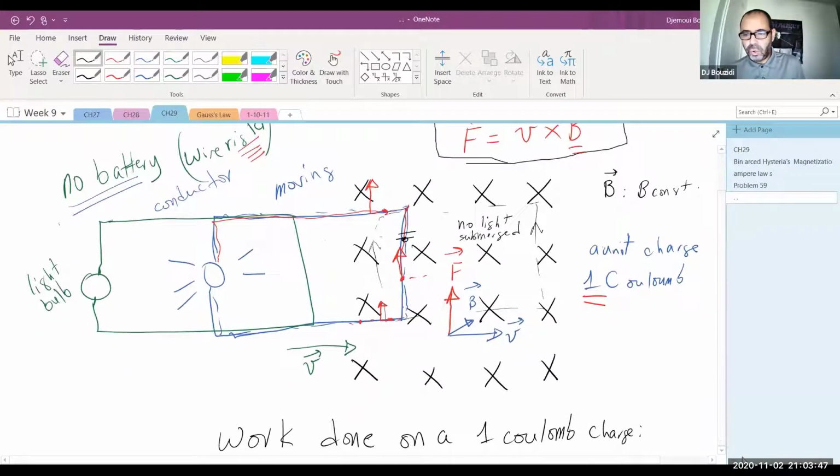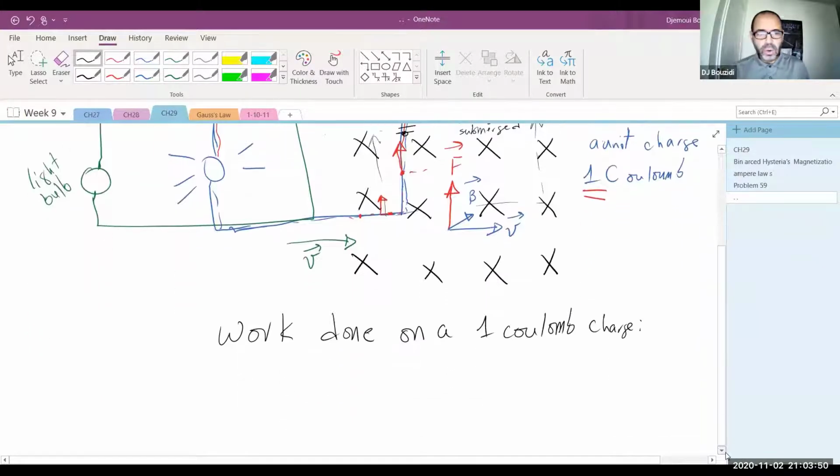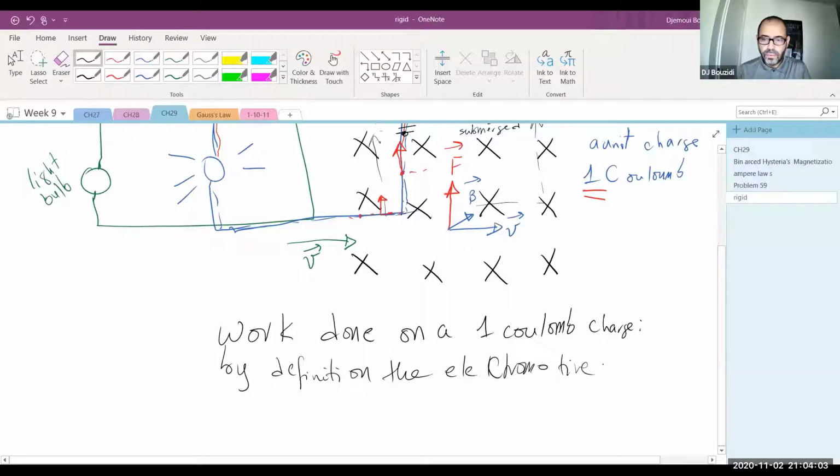So the work done on a 1 coulomb charge is going to be, by definition, the electromotive force, which is usually represented by EMF. So when you hear me and you read the book and it says, what is the EMF? All they are asking for is the work needed to move 1 coulomb charge.